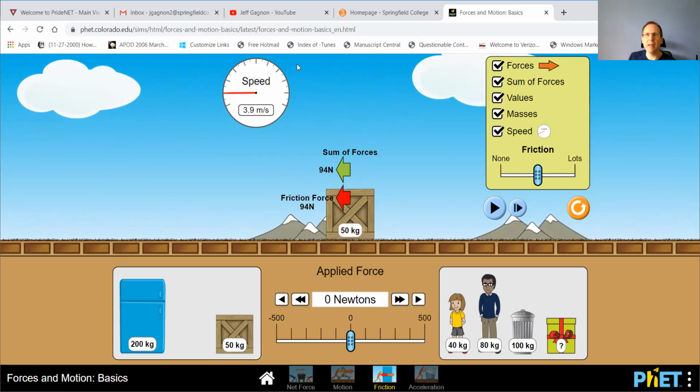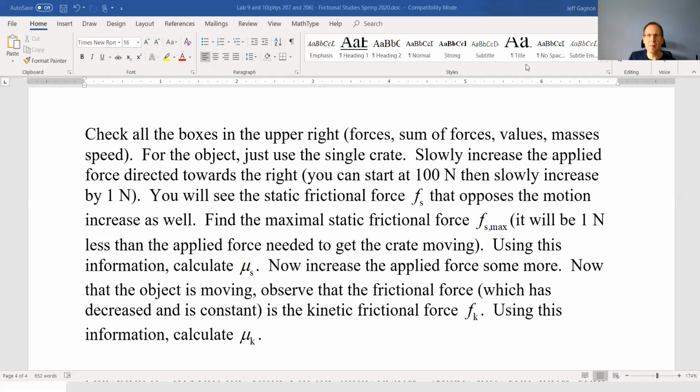Let me go back to the lab handout for a second. Okay, so again, here are all the instructions, but I kind of went over all this already. Started at 100 newtons, increased by 1. And then the maximal static frictional force is going to be 1 newton less than the applied force needed to get the crate moving. Because as soon as you get it moving, the net frictional force now becomes Fk, which is a lot less than Fs max. So that's why you have to use 1 newton less than when it started moving for your applied force. That will be the maximal static frictional force.